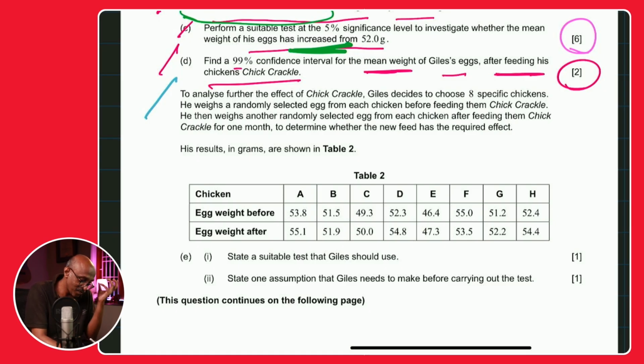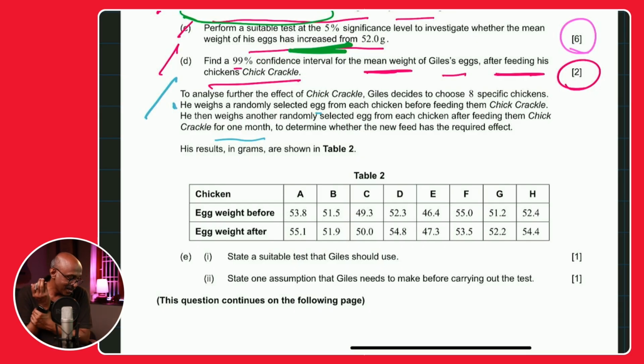To analyze further the effect of that special food, he decides to use 8 specific chickens. He weighs a randomly selected egg from each chicken before feeding the chick crackle. He then weighs another randomly selected egg from each chicken after feeding them that chick crackle for 1 month. For 1 month he's doing this.